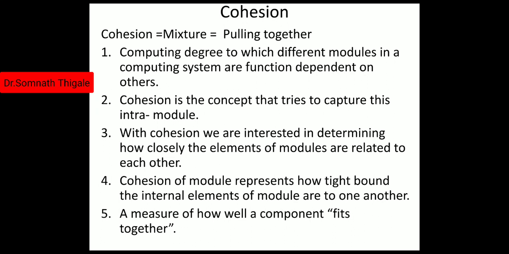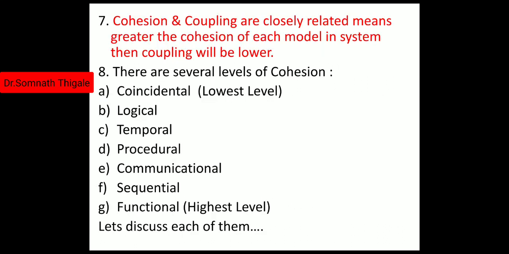With cohesion, we are interested in determining how closely the elements of a module are related to each other, exactly opposite to coupling. Coupling should be small, meaning lowest, so that higher cohesion will be there. So the measure of how well a component fits together is called what? Cohesion. Cohesion and coupling are closely related: the greater the cohesion, the lower the coupling. Remember these things.